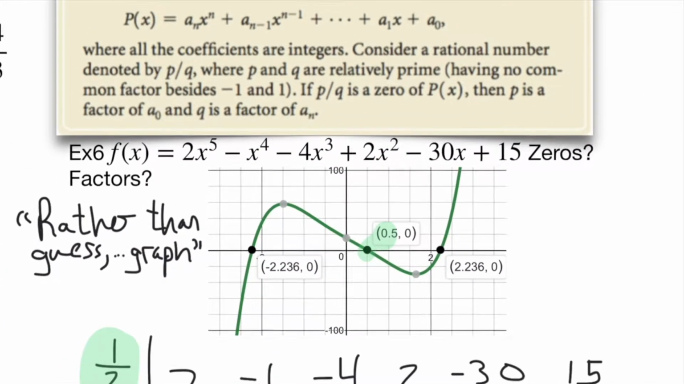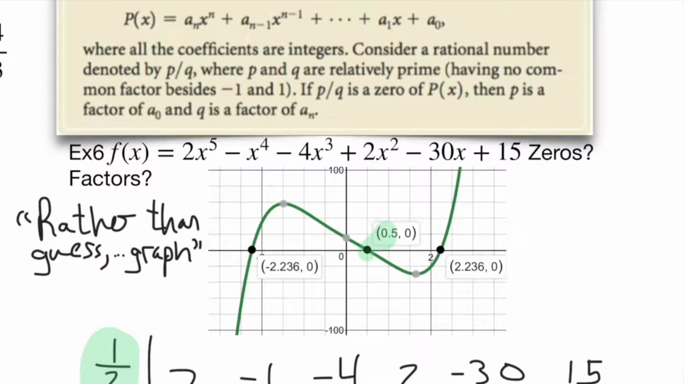Well, if you actually look back through and read the textbook at this point, when they give this example, they say, rather than guess, because there's so many different possibilities, you could have 15 over 2, or 15 over 1, or 5 over 1, or 5 over 2, or negative 5 over 2, or negative 5 over 1, which is negative 5, or 3 over 2, or negative 3 over 2. There's so many of those possibilities. They say at this point, rather than start making guesses and seeing if you're right, you should just graph it.